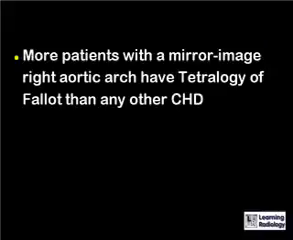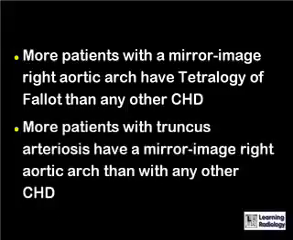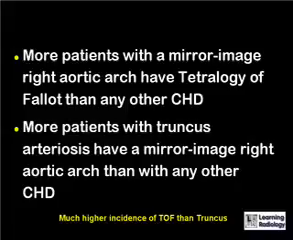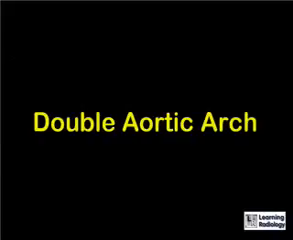So more patients with a mirror image right aortic arch have tetralogy of Fallot than any other congenital heart disease, but more patients with truncus arteriosus have an associated mirror image right aortic arch than with any other congenital heart disease. And the discrepancy between the two statements comes about because there's a much higher incidence of tetralogy of Fallot than truncus arteriosus. Double aortic arches.